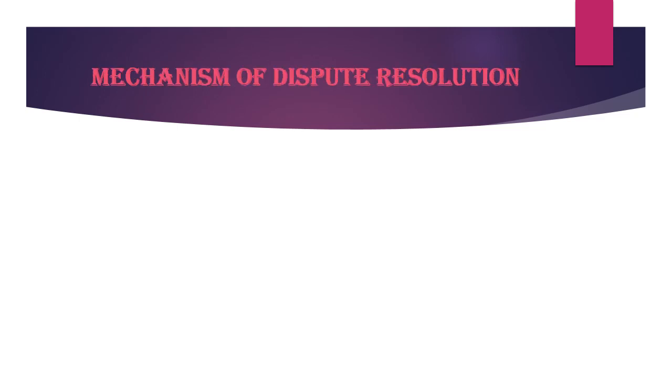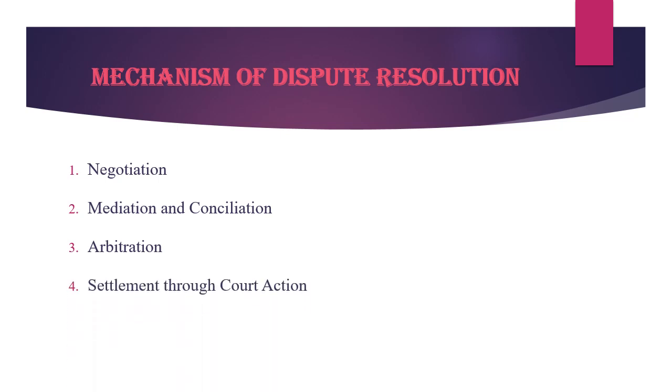Next is the mechanism for dispute resolution. Generally, four mechanisms are adopted for resolving disputes. The first is negotiation: by direct negotiation between the client and contractor, we can settle the disputes. The second is mediation and conciliation: we can appoint a mediator, a third party, and through this mediation we can settle the disputes. The third is also like mediation, which is known as arbitration. And the fourth one is settlement through court action.